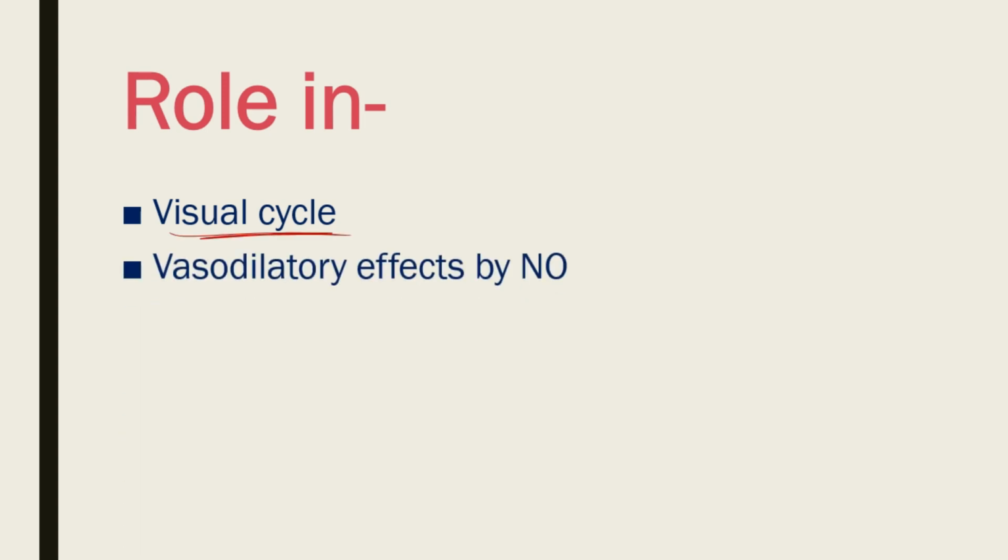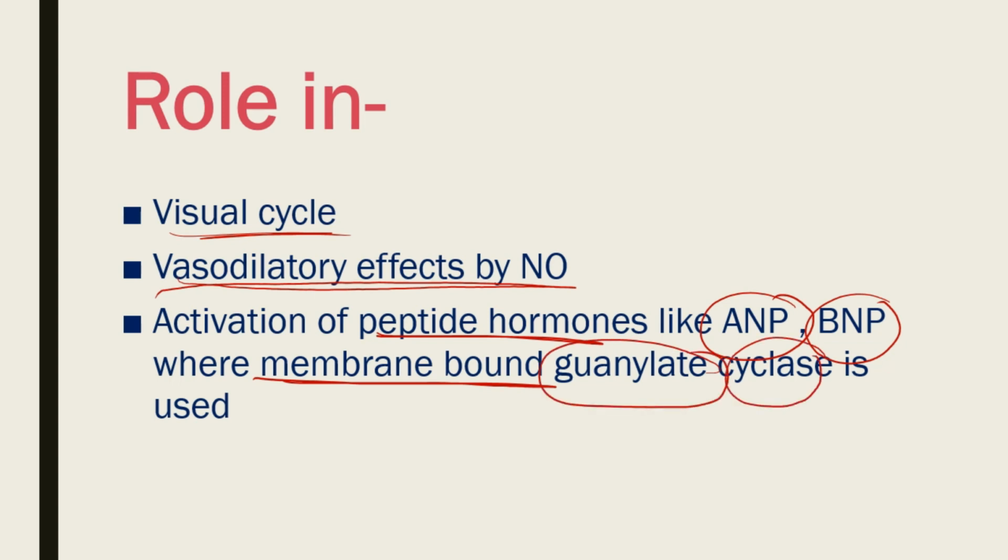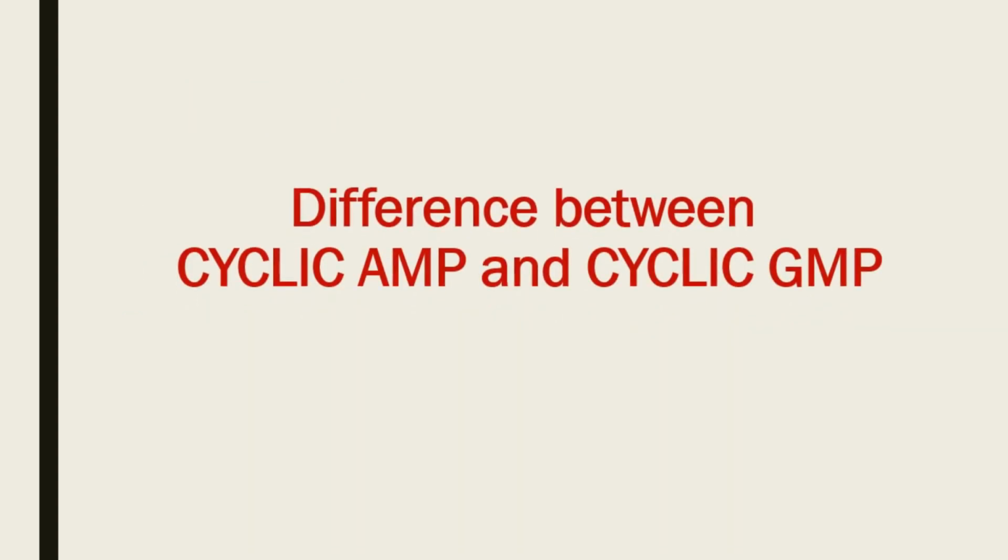Now we will see the role of cyclic GMP: first in the visual cycle, second the vasodilatory effect by nitric oxide, and third the activation by peptide hormones like ANP and BNP, where the membrane-bound guanylate cyclase is used. Now we will see the difference between cyclic AMP and cyclic GMP.